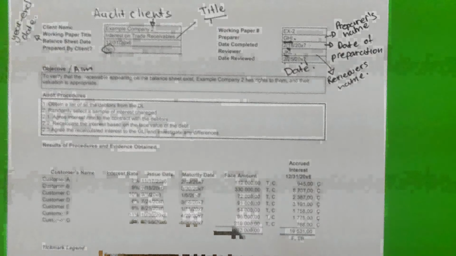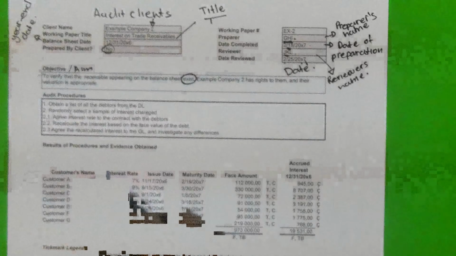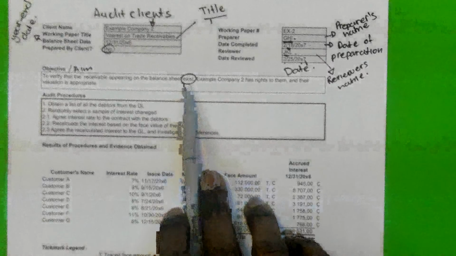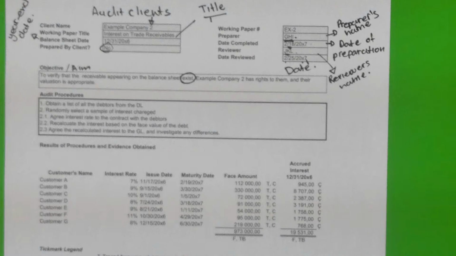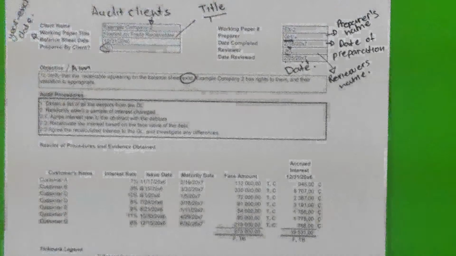Sometimes it's called aim. In the objective or aim, we are looking for an assertion. So what assertion is being tested? As you can see, I don't know if you can, but in this specific working paper, we are trying to test existence. Okay, it's clearly marked as existence, so we know exactly what we are trying to test, and that helps us because it puts the rest of the working paper in context. Okay, so it tells us we're trying to test existence.